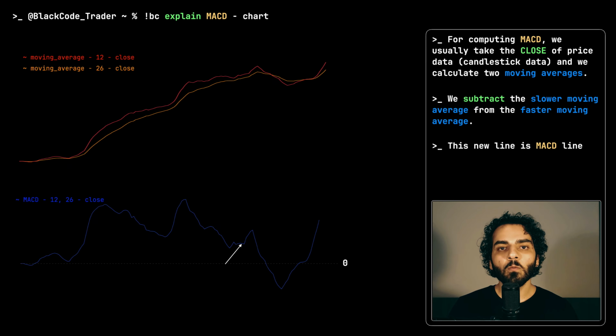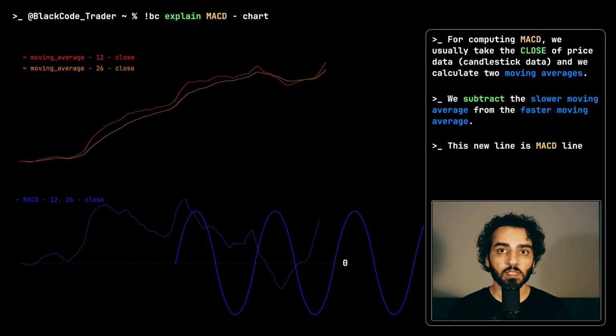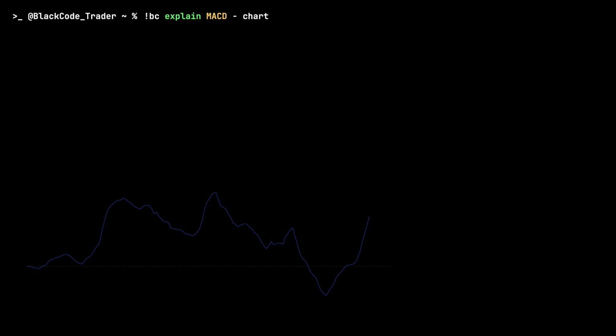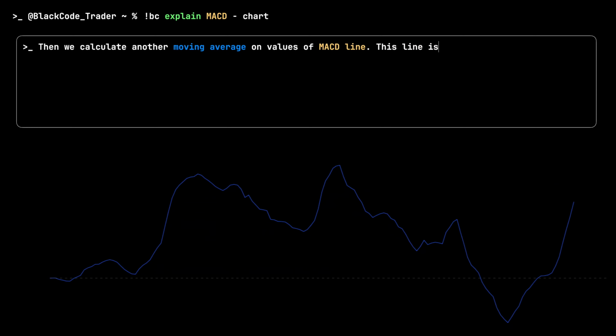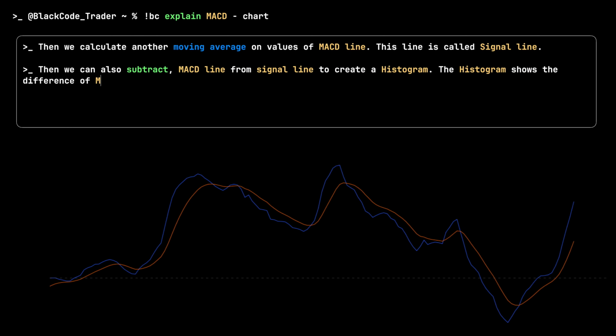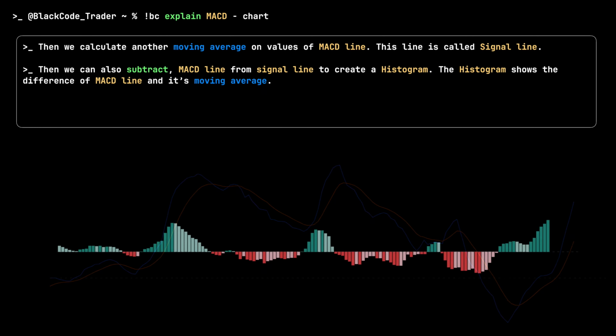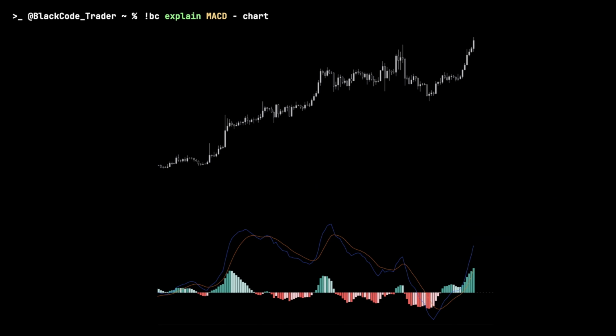The MACD line always moves around zero, and that's why we call it an oscillator, because it's always oscillating around the zero line. The next component of the MACD indicator is called the signal line. And to calculate the signal line, we use another moving average on the MACD line. We can add another component which is kind of optional, but there are some unique ways to use this element, and that's the MACD histogram. The MACD histogram shows the difference of the MACD line and its moving average, the signal line.